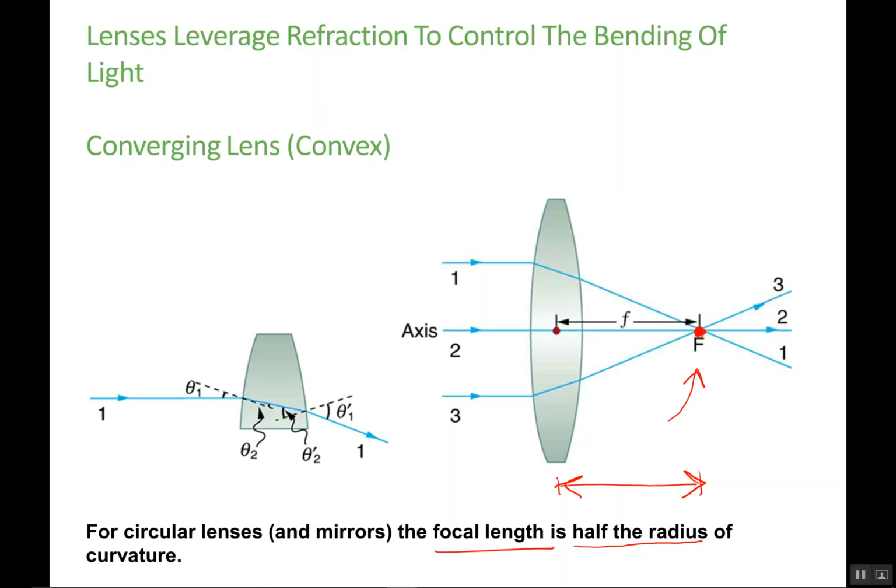So can you see why this convex lens is called a converging lens? It causes rays of light that enter parallel to be redirected so that they converge.